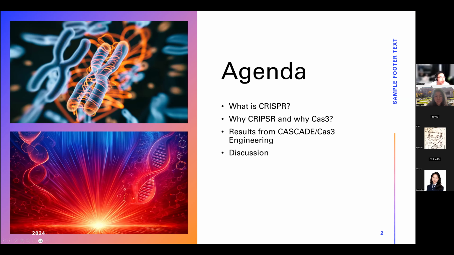And then I will go into the types of CRISPR enzymes there are and how they function very differently, actually, and why specifically we chose Cas3 as our functioning vector in gene editing. Then I'll discuss mostly the results from the Cascade Cas3 engineering that the paper discusses, just to show you what the benefits and the potential caveats of Cas3 engineering are. And then there will be a discussion section at the end for some further implications.